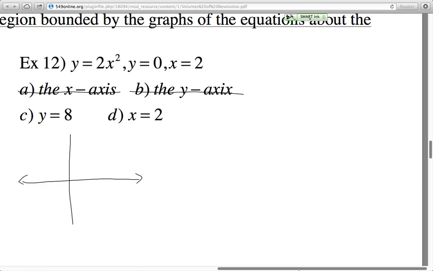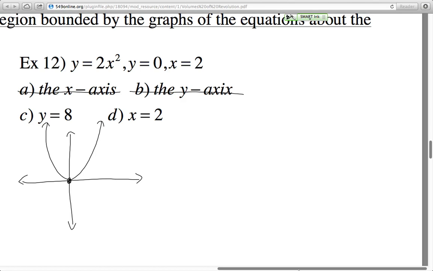What's y equals 2x squared? It's a parabola with a steeper slope, so it's a skinnier parabola, but I'm not too worried about that. Now, what else do they got for boundaries?